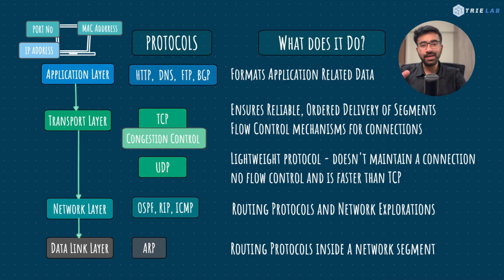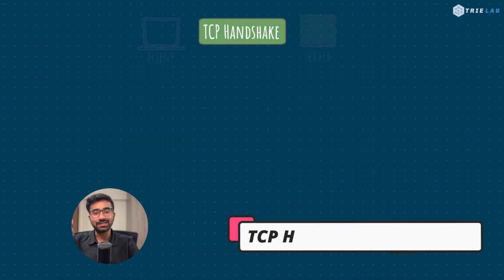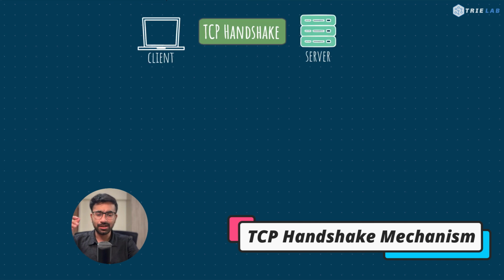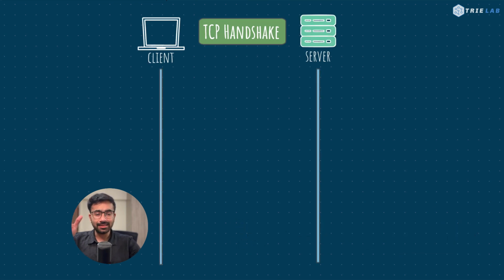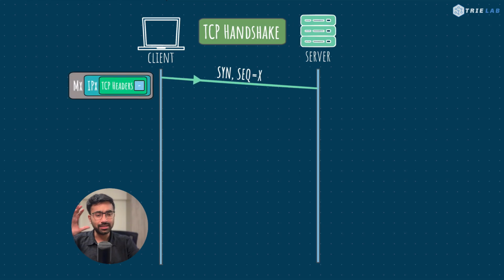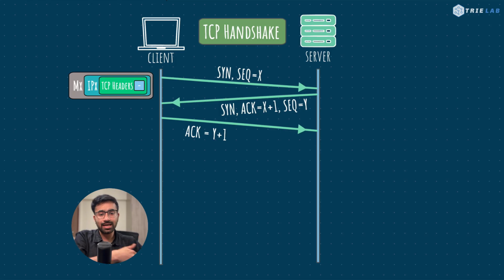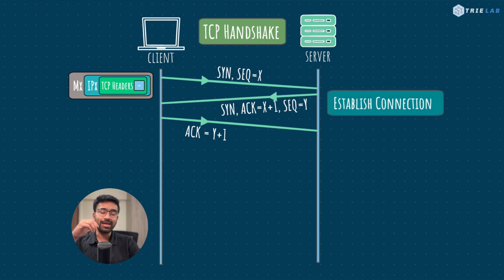We'll now take a peek into the TCP handshake mechanism between a client and the server. Both the client and the server have to establish a connection with each other before sending a data packet. So the client initiates a SYN request with a particular sequence number. The server acknowledges that SYN request, and the client acknowledges the server's SYN request as well. Now this establishes a connection with a three-way handshake.